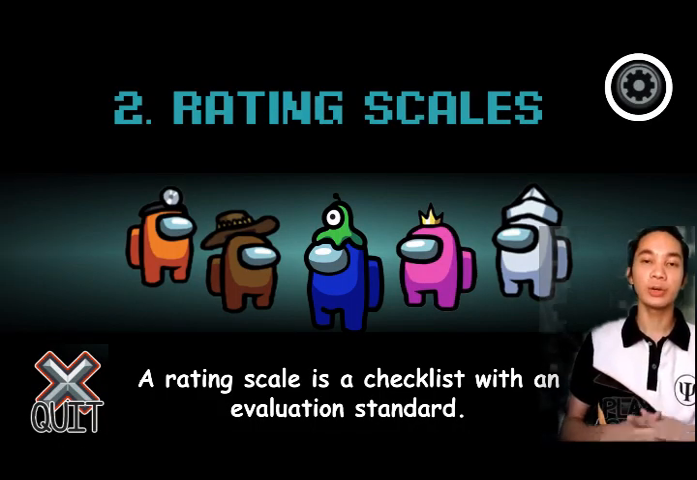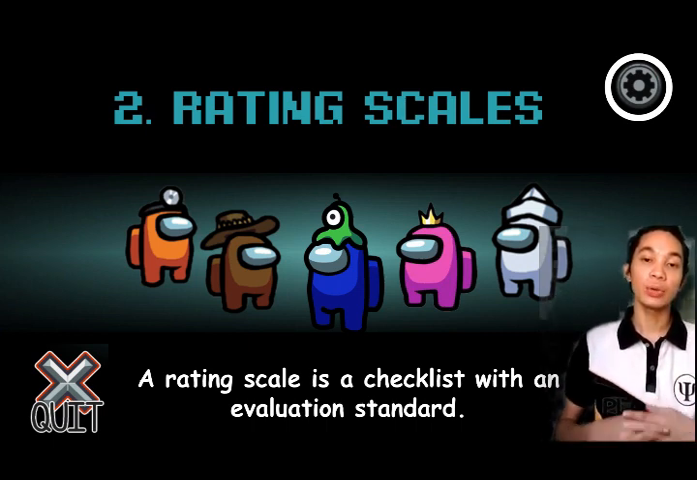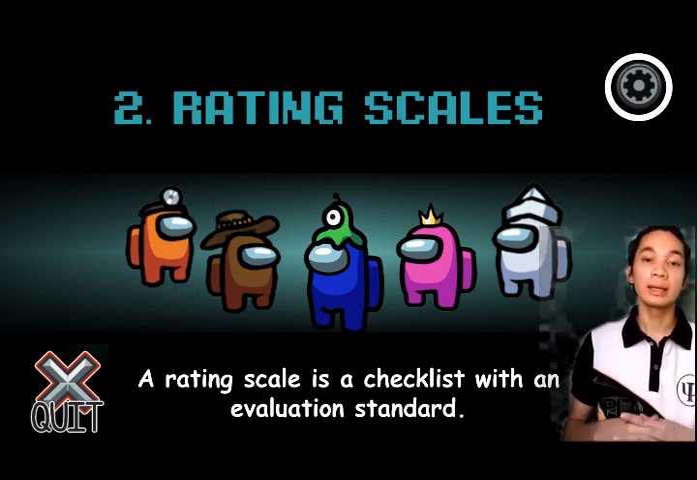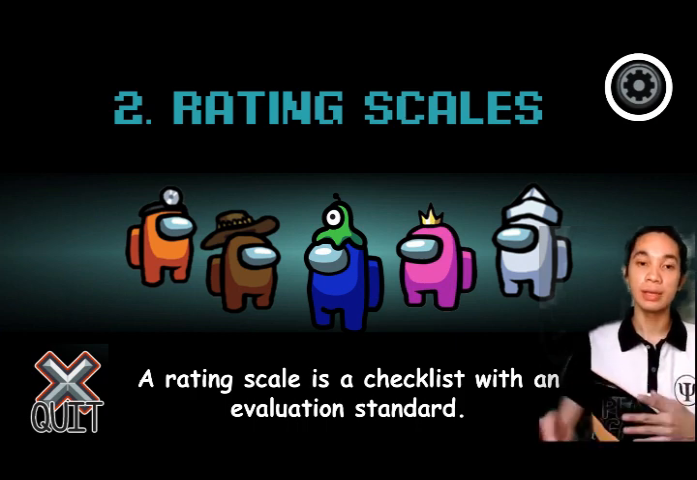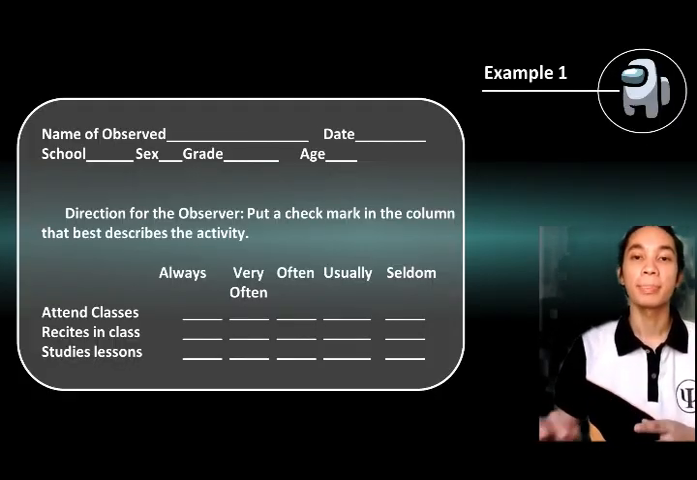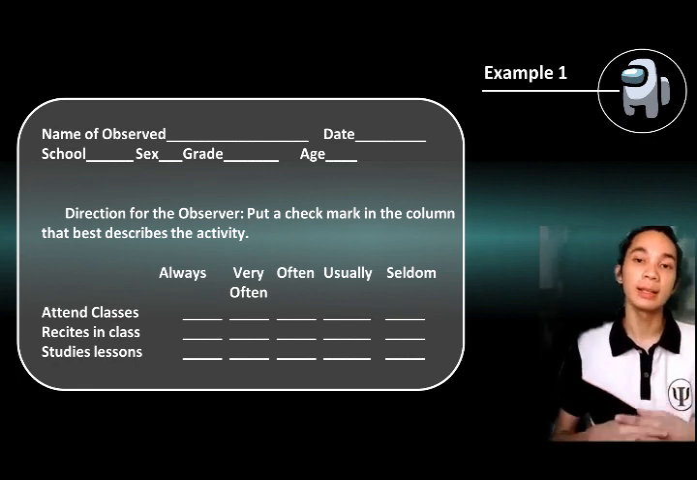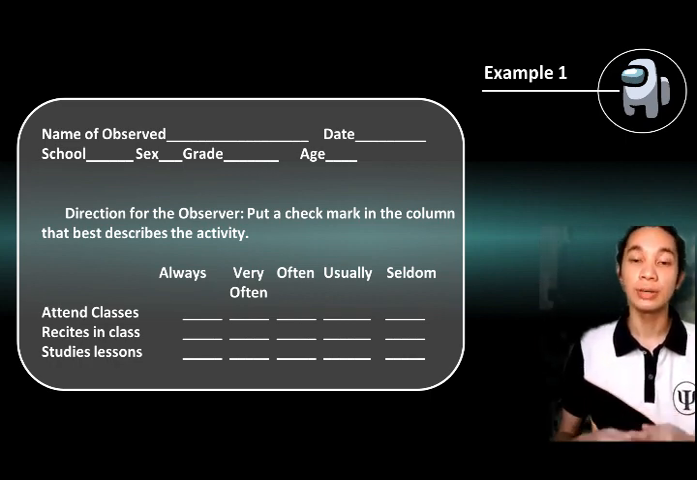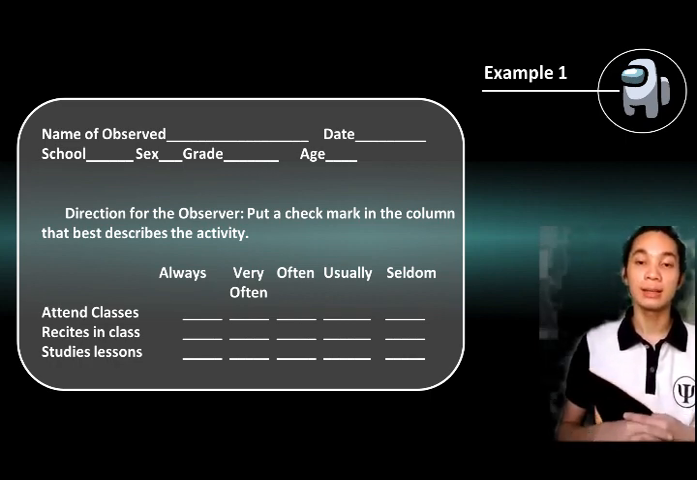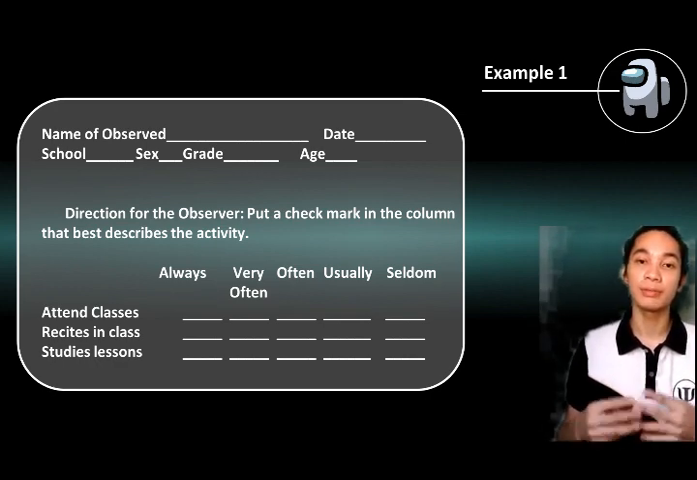The second one in recording the results of observation is a rating scale. A rating scale is a checklist with an evaluation standard. The types of rating scales are numerous, but some may be given. In this figure, this is an example of a graphic rating scale. It indicates the answer options on a scale of 1 to 5 in a 5-point rating scale. Likert scale, as we all know, is one of the popular examples of this.